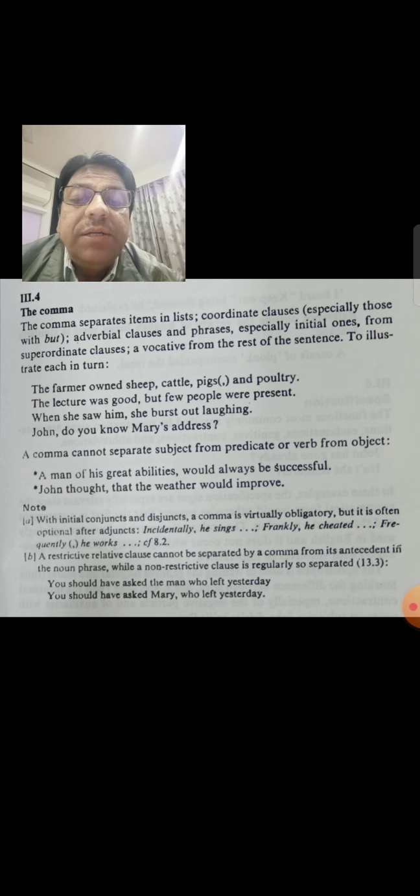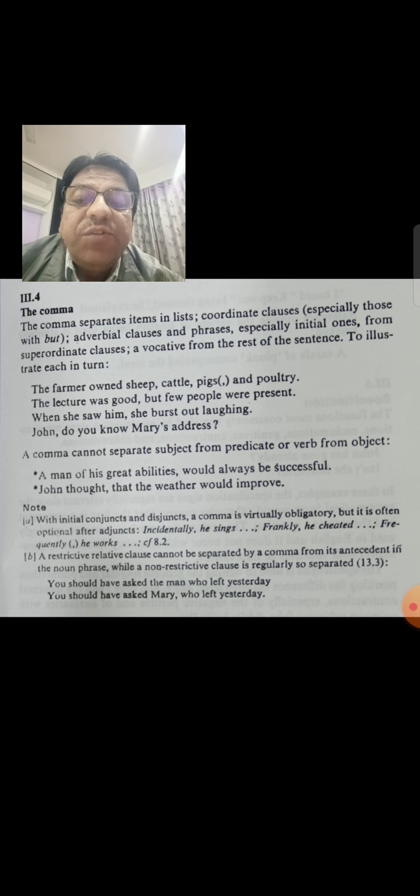The first example, that is the items in a list. The example is the farmer owned sheep, cattle, pigs, and poultry. So we see the commas after sheep, cattle, pigs, and poultry. After poultry, we have a full stop, which marks the end of the sentence. The next sentence is the lecture was good, but few people were present. These are the coordinate clauses using but. So we use comma after the first clause. The lecture was good, but few people were present.